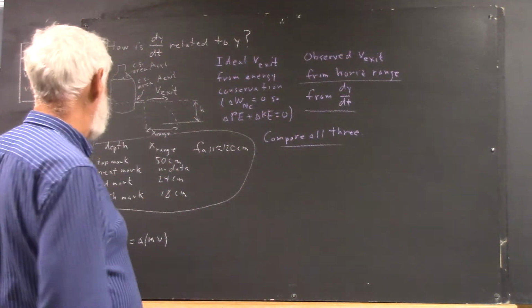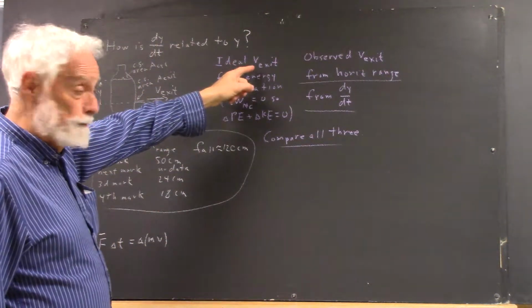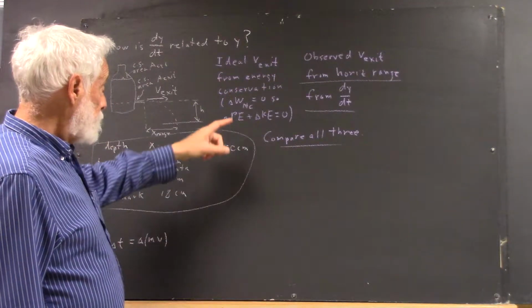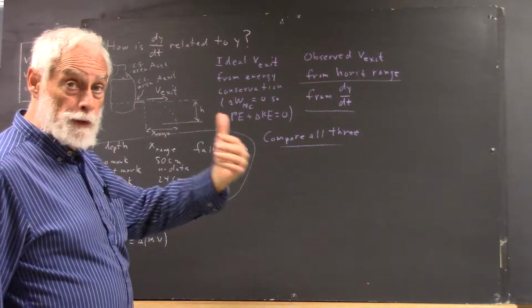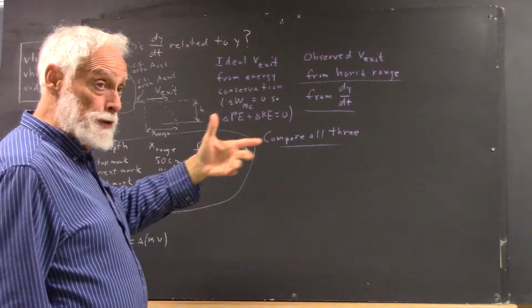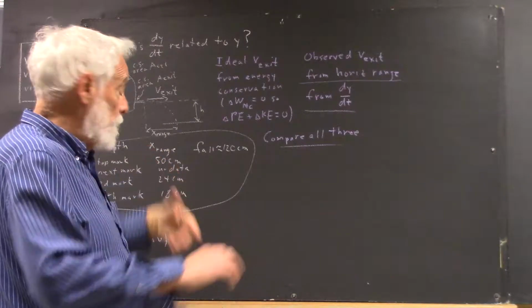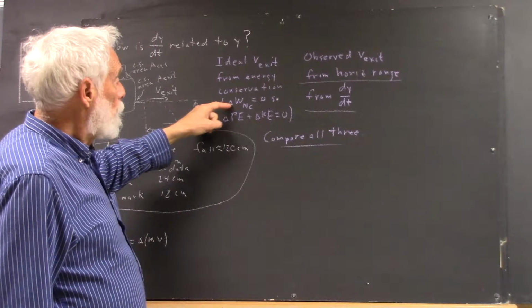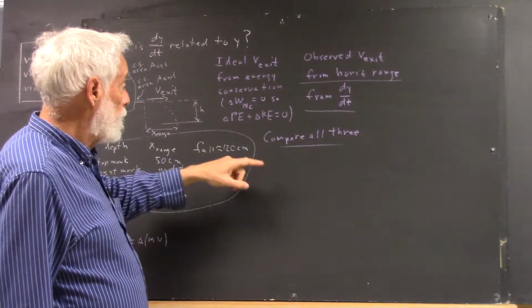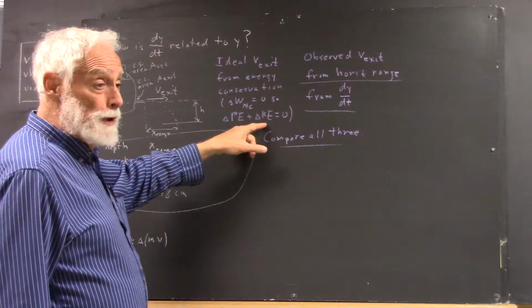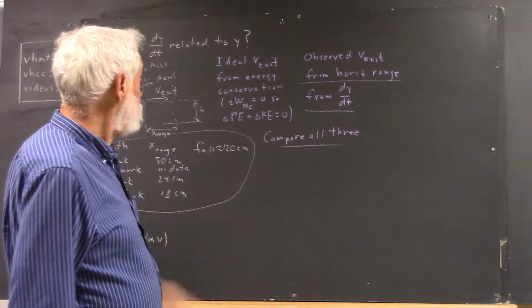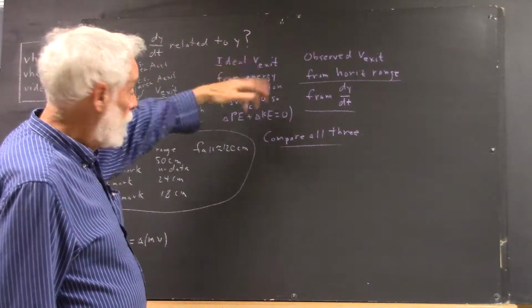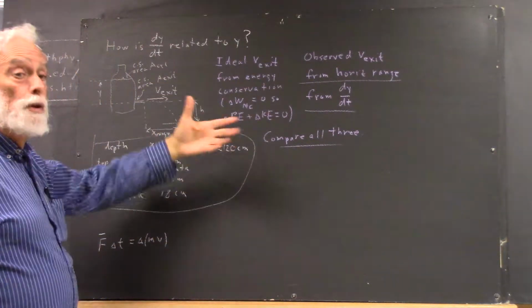In this case, we can determine the ideal exit velocity. That's the exit velocity we would have if there were no non-conservative forces. The ideal situation: no viscosity, no drag between the water and the walls of the tube. That means the work done by non-conservative forces would be zero, so the change in potential energy plus the change in kinetic energy is zero. So we can derive an ideal exit velocity here and also gain a lot of insight into the work-energy theorem.